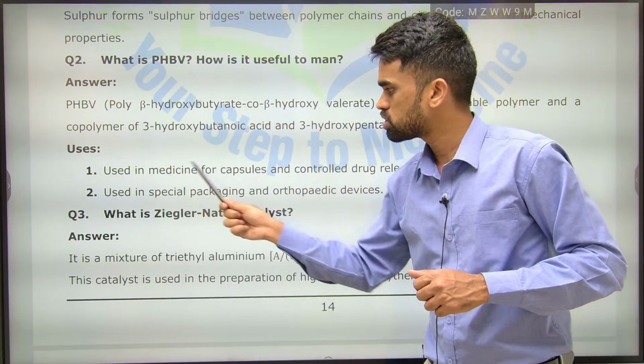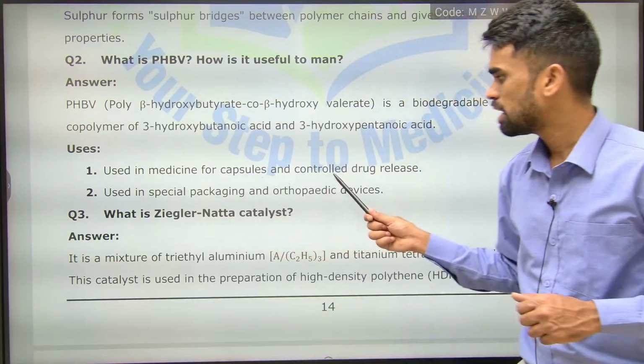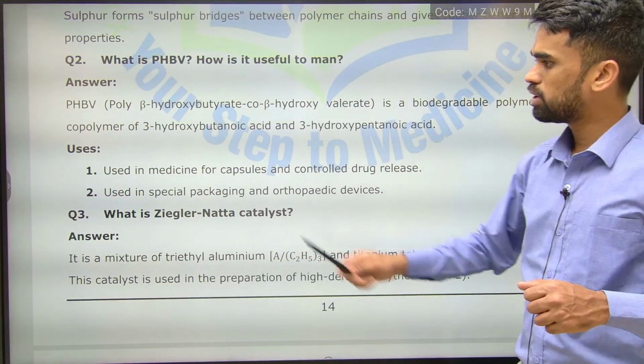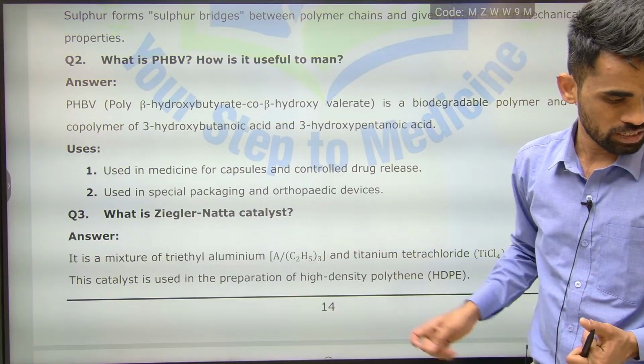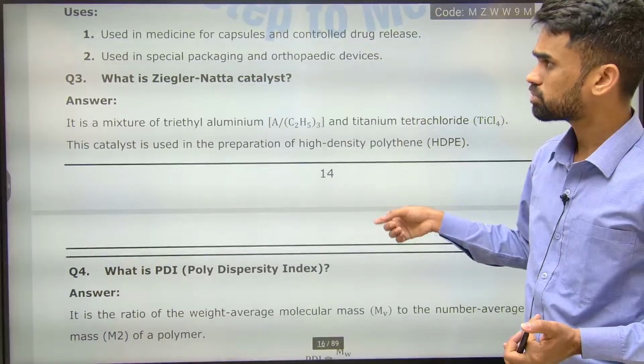It is used in medicine for capsules and controlled drug release. It is also used in special packaging and orthopedic devices. These are the two examples of its uses.